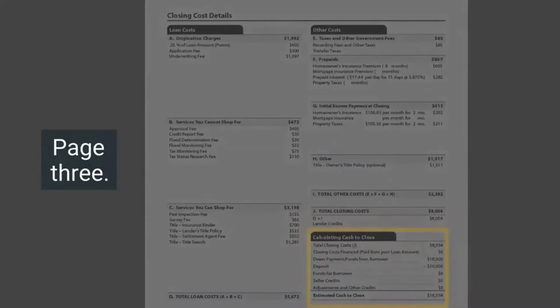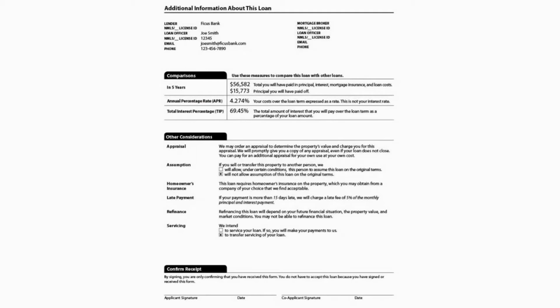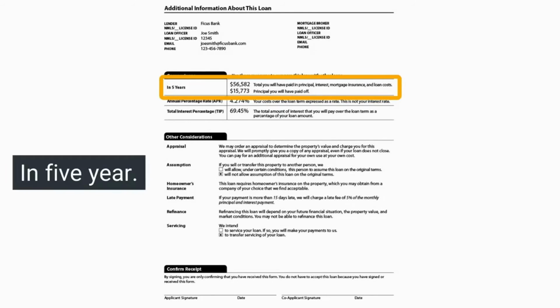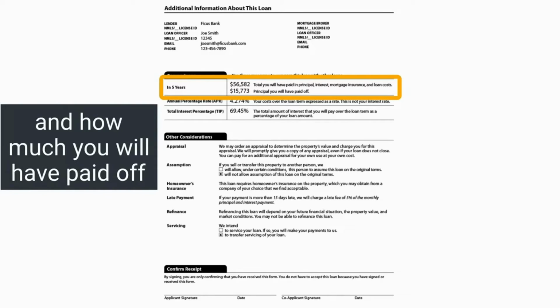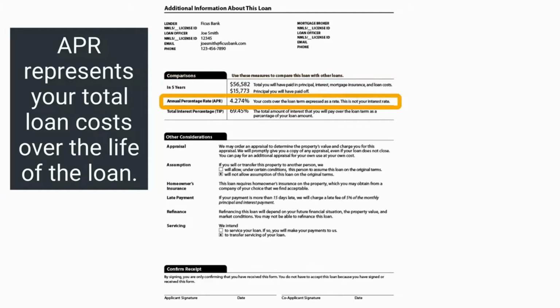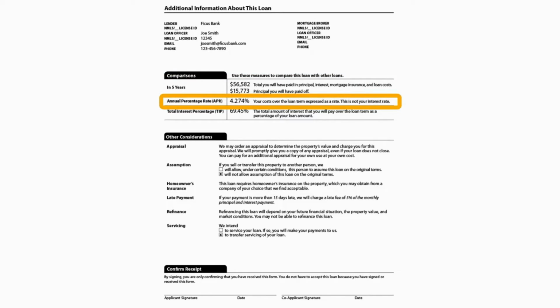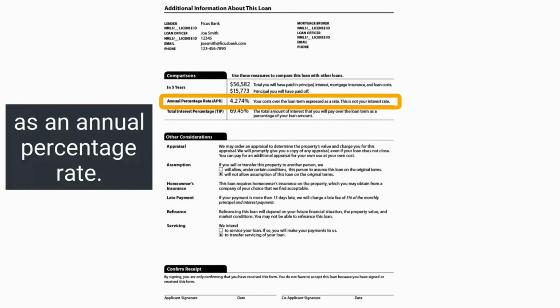Finally, let's look at page 3 of the loan estimate. Page 3 has more key numbers, such as in 5 years, which shows how much you'll pay altogether and how much you'll pay off on your balance over 5 years. APR, or annual percentage rate, represents the total cost over the life of the loan, including interest and upfront costs, expressed as an annual percentage rate.